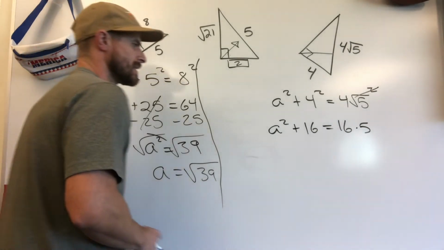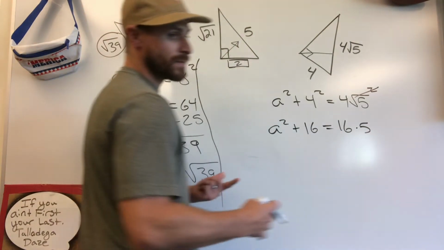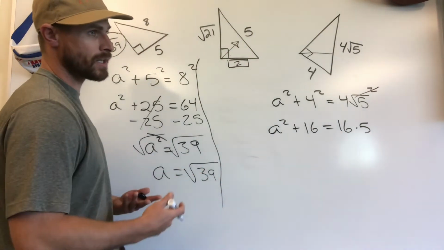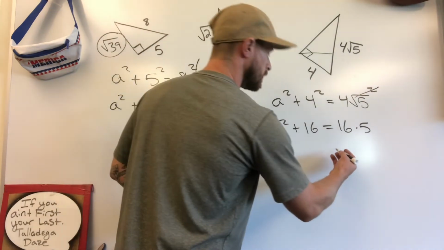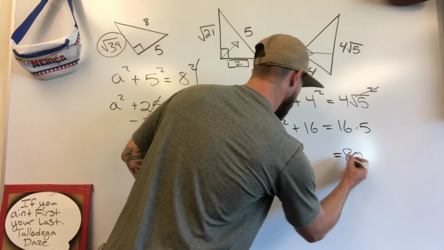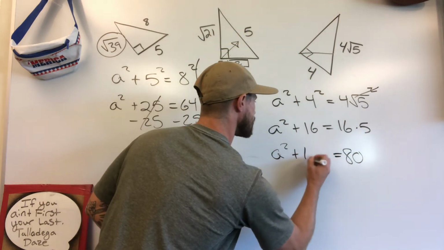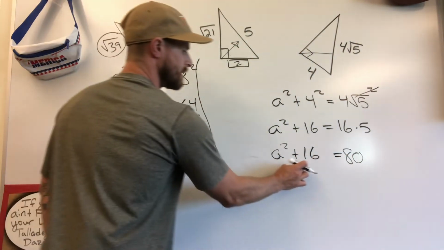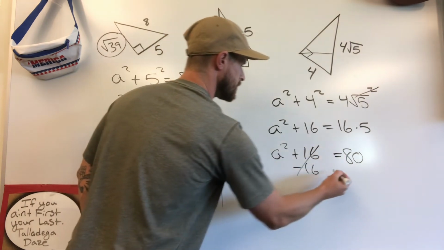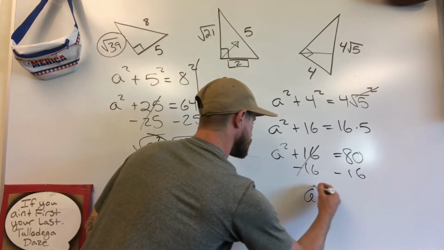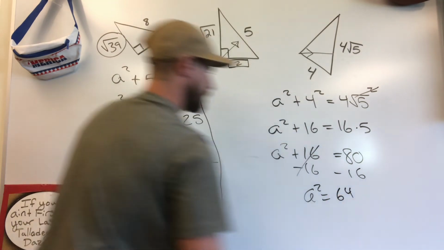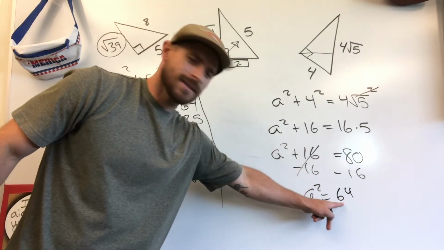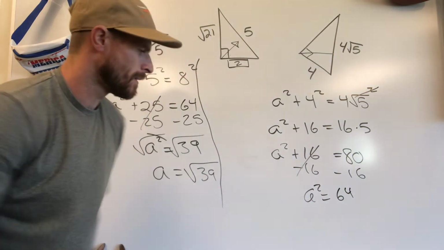Okay, what is 16 times 5? 10 times 5 gives me 50. 6 times 5 gives me 30, for a grand total of, what did I say, 50 and 30, 80. A squared plus 16. Remove the 16 from the left side using inverse operations. A squared equals 64. And we get happy when we see numbers like that because we know it's a perfect square.